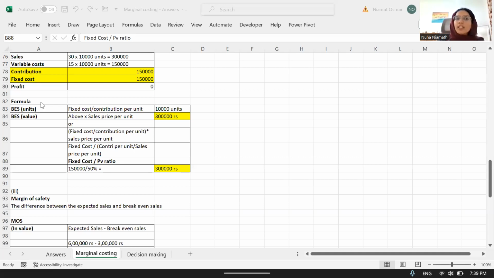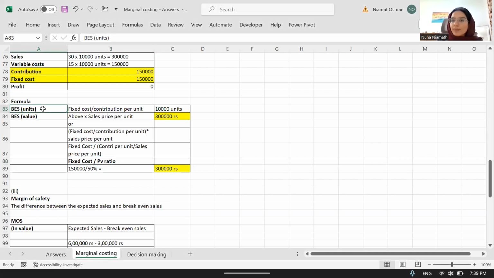So I hope everybody is clear with the break-even sales formula, which is fixed cost divided by contribution per unit. And if you want to get the value, it will become fixed cost divided by the PV ratio, which is 1,50,000 divided by 50%, which we calculated above, which also gives us 3 lakhs. I hope everybody is clear so far with the formula of break-even sales. Anybody wants me to repeat, please let me know. Thank you, Sana.